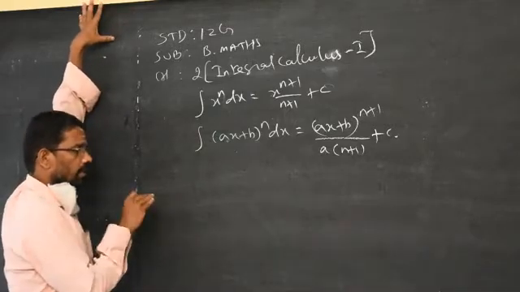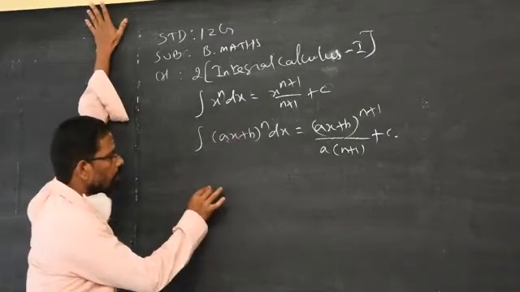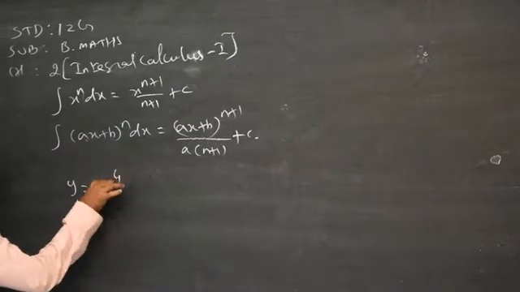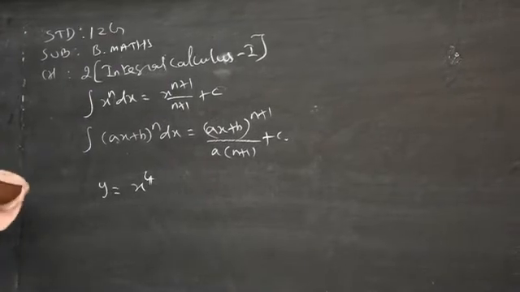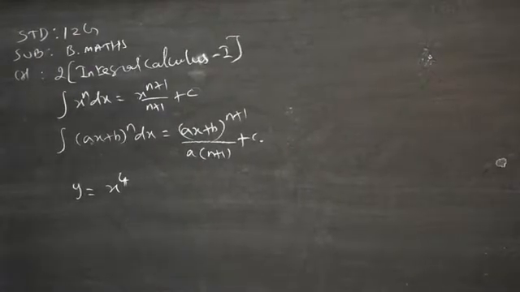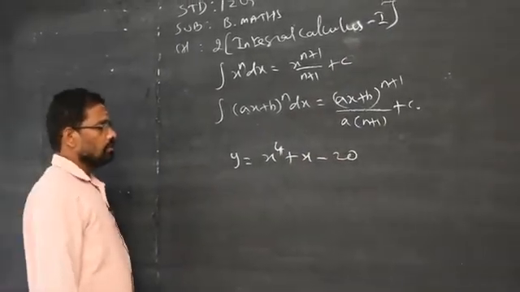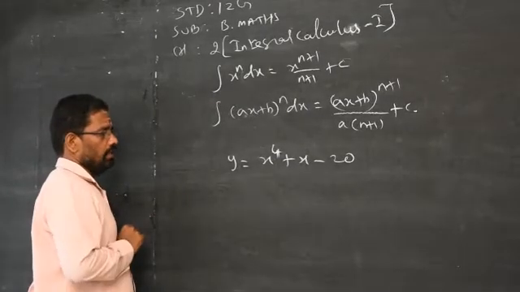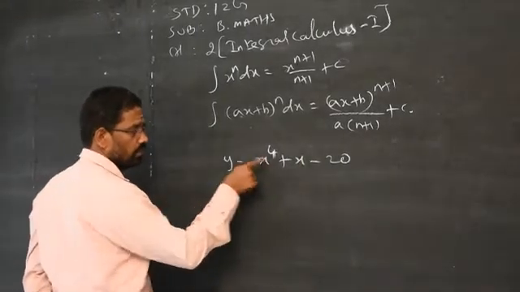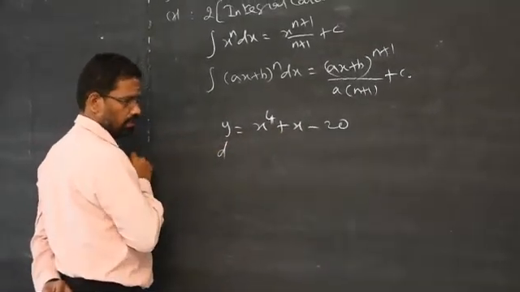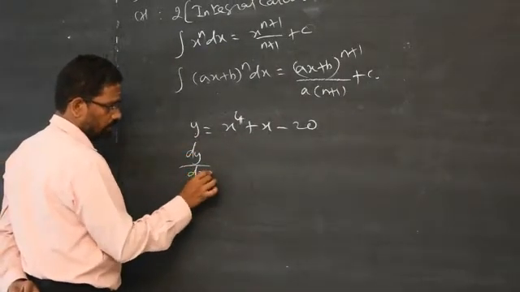For example, just recollect the 11th standard differentiation, then we will go to exercise number 2.1. If I define the function y is equal to x power 4 plus x minus 20, and I am asked to differentiate the y function with respect to the x variable, because y is a function of x. D stands for differentiate, this you know very well. Differentiate y with respect to x.